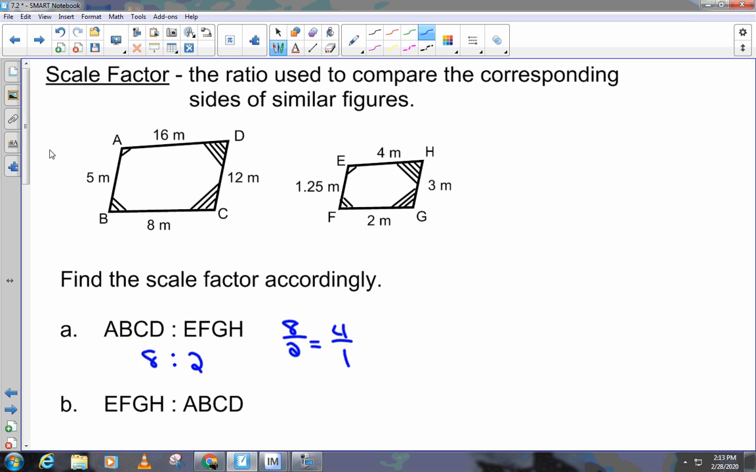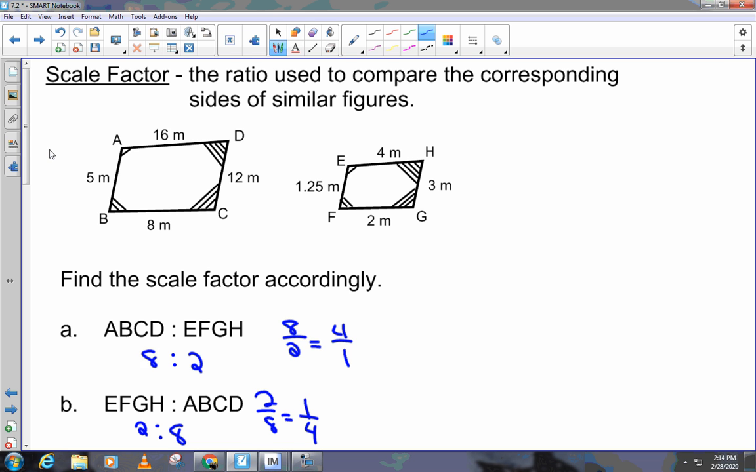Now, let's say I ask for it in the opposite order. Then again, I would take a side from E, F, G, H, which is 2, and a side from A, B, C, D, which is 8. You could write it as a fraction if you wanted to, and that would be 1/4.